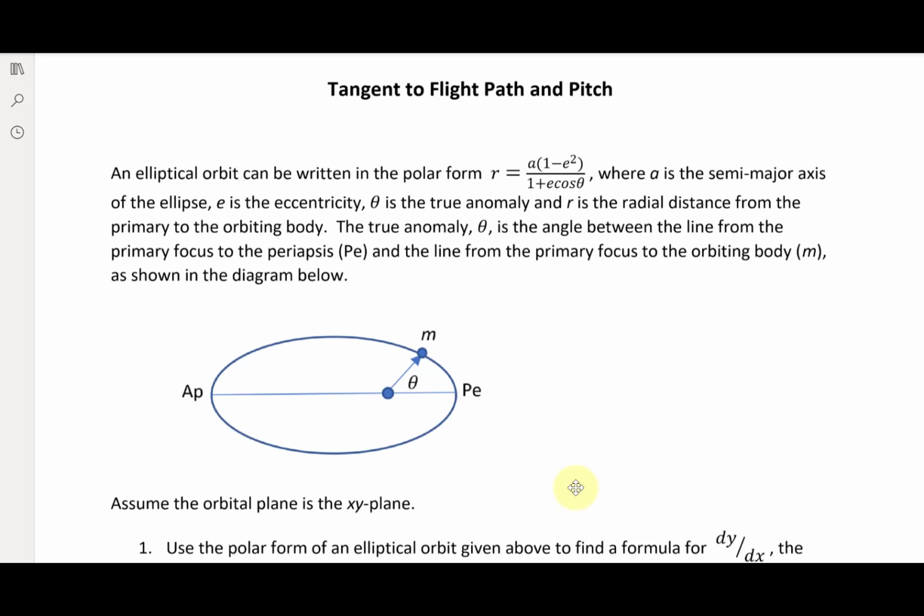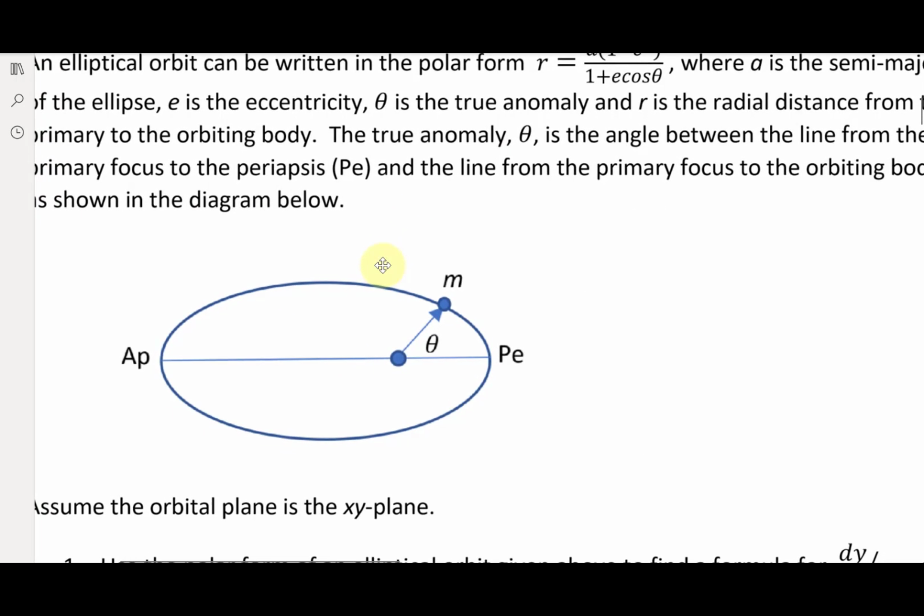So what it says is an elliptical orbit can be written in the polar form r equals a times (1 minus e squared) over (1 plus e cos theta). A is the semi-major axis of the ellipse, e is the eccentricity, theta is the true anomaly, and r is the radial distance from the primary to the orbiting body. So r is this distance here from the primary body. This is where Kerbin would be. This is the center of Kerbin. And this is the rocket.